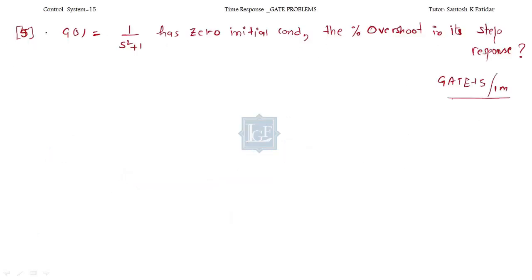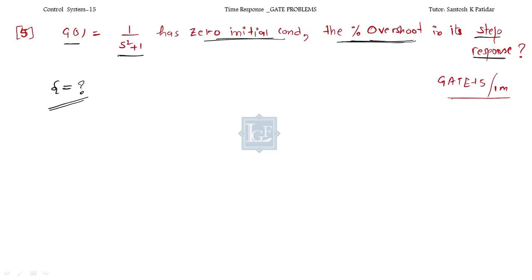Now let's come to the fifth problem. G(s) is nothing but 1 divided by s square plus 1, with 0 initial condition. You have to find the percentage overshoot in its step response, which means your input is a unit step. Whatever response you get, you have to find the percentage of overshoot, correct? If you are interested to find the percentage of overshoot, you need zeta. Is it okay?